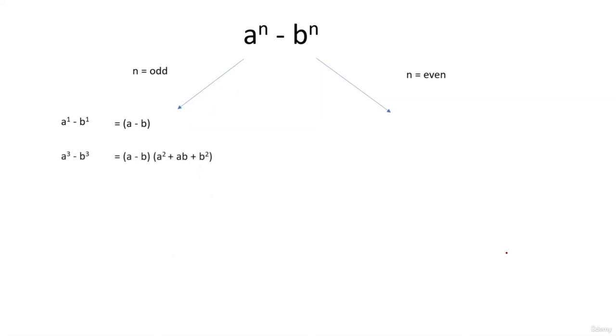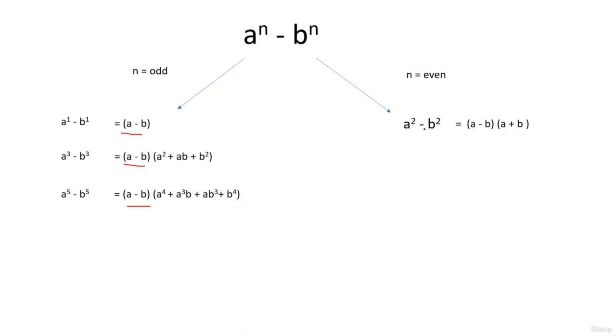a cube minus b cube is a minus b into a square plus ab plus b square. a raised to 5 minus b raised to 5 will also be similar. So we observe that for all these particular expressions, okay, a minus b will always be a factor, right? Second case is when n becomes even.